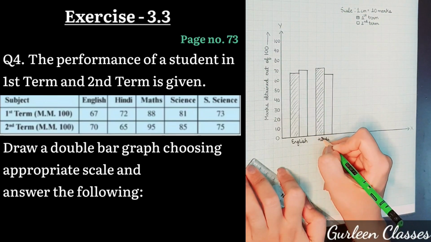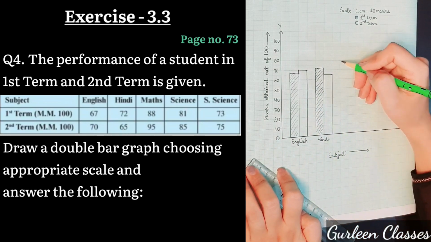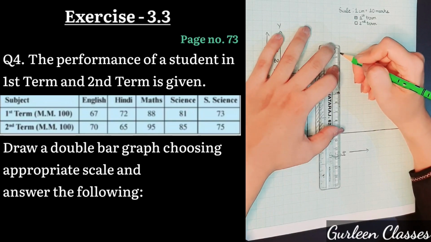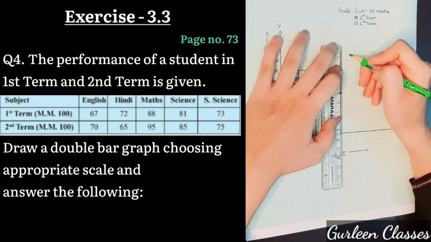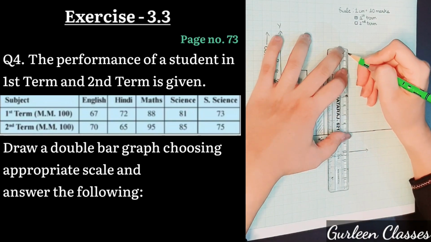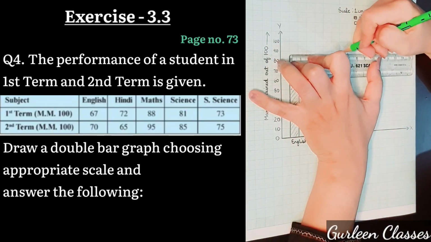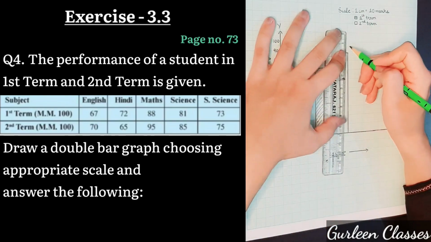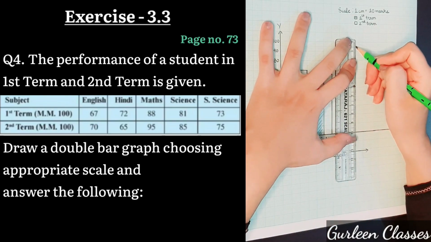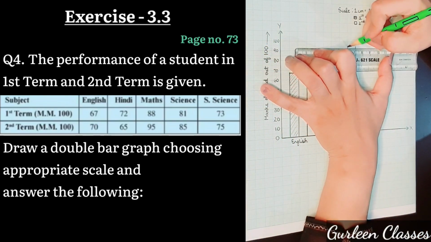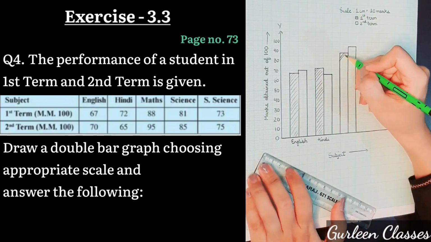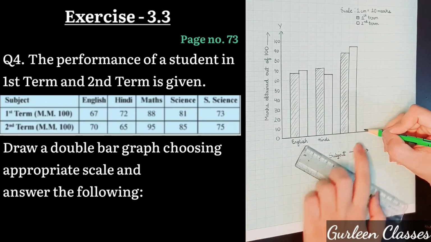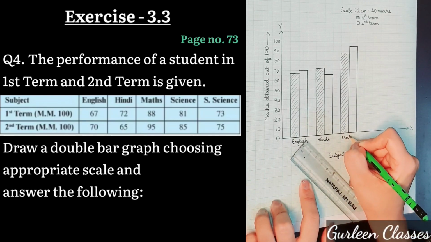Third subject is Maths. Maths 88 marks. 88, just count these small lines. So 88 is here. So we have drawn the straight line. Draw very carefully, students. It should not go up or down. Next is 95. It is just lying between 90 and 100. So now let us shade this first term and write below the subject, that is Maths.